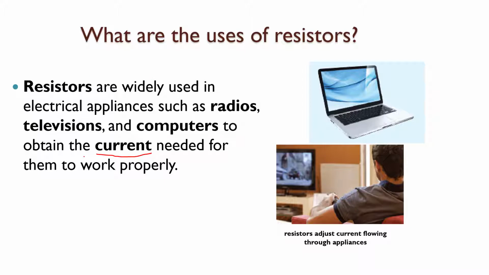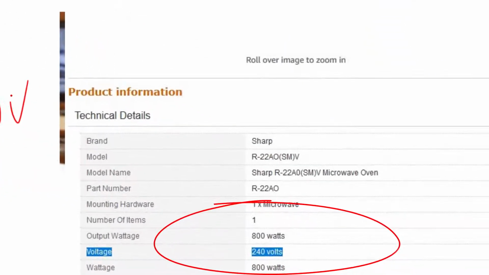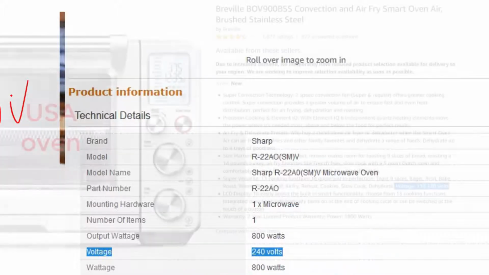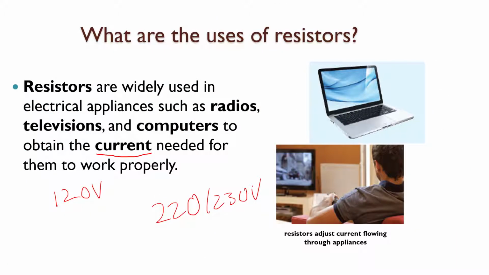So why is it important to obtain the proper current? It is because in other countries, the voltage that is supplied is different. So the output current will also be different. In other countries, it could be 120 volt. But in Singapore, it's 220 or 230 volt, if I'm not wrong. So if you are buying something online from another country, make sure that they are compatible with the current as well as voltage rating. Because if the current is not compatible, the electronic gadget might get fried by the electricity.